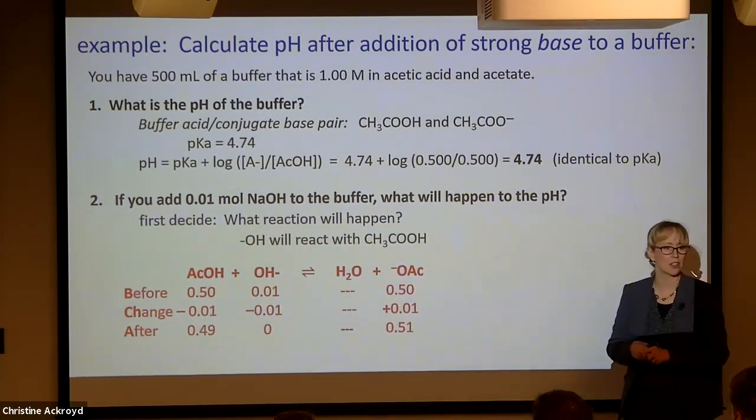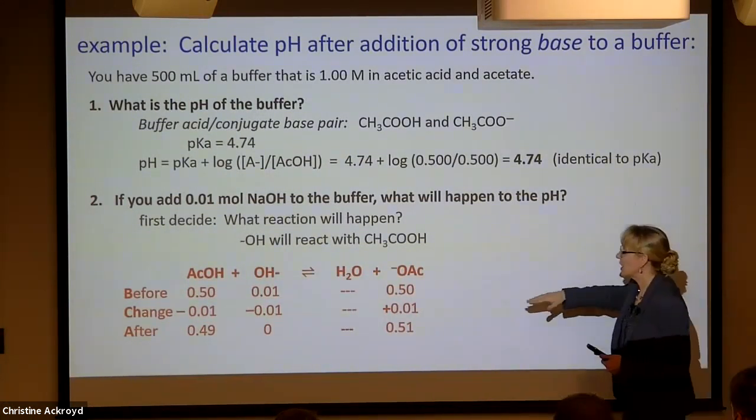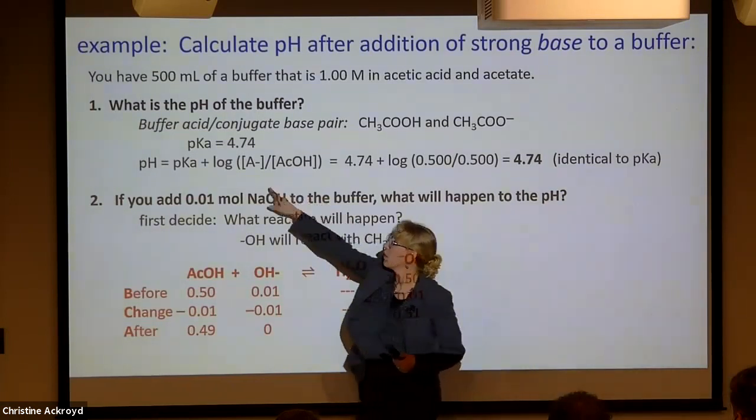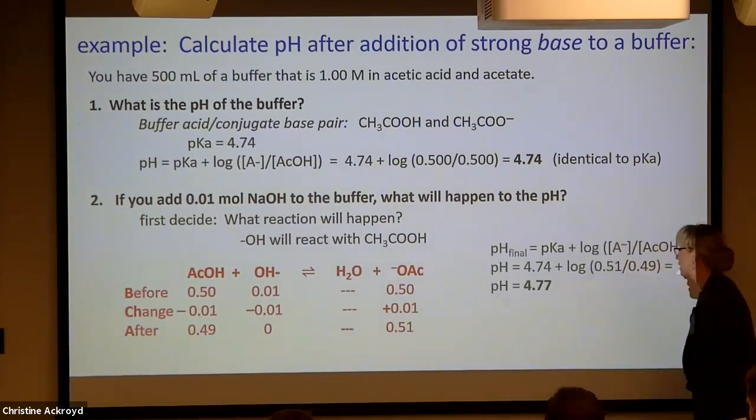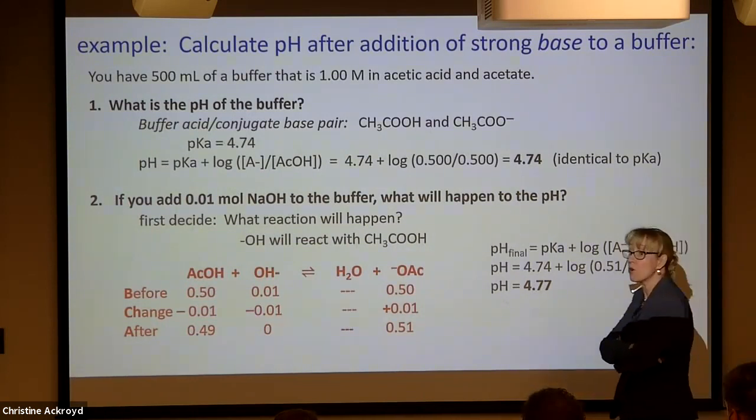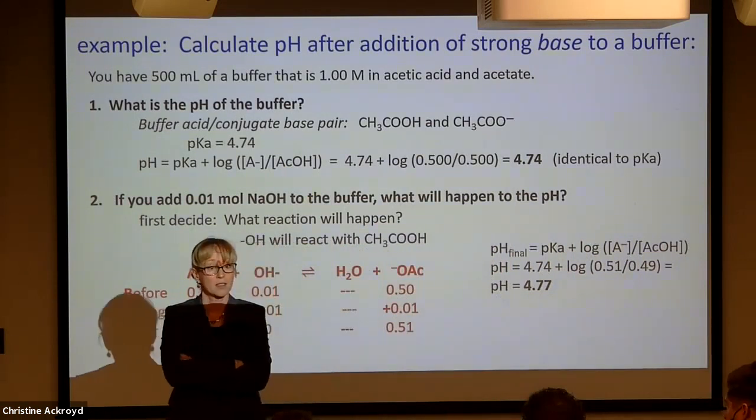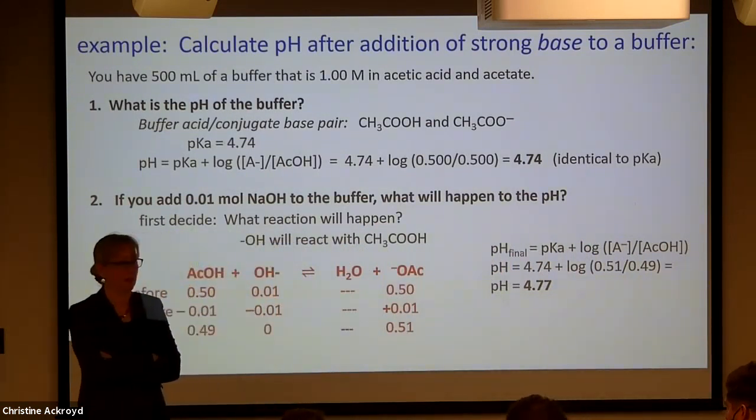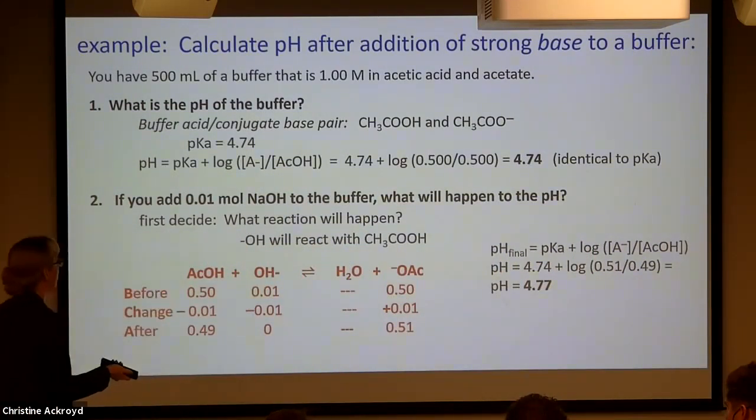What should happen to the pH? We just created more of the base than the acid in the buffer, so our pH should go up slightly. And it does. We go from 4.74 to 4.7. Okay, is that a big difference? When we added 0.01 moles of sodium hydroxide to water without the buffer, what happened to the pH? It went up 5 units. When the buffer's present, what does it do? Not much. It keeps the pH relatively stable.